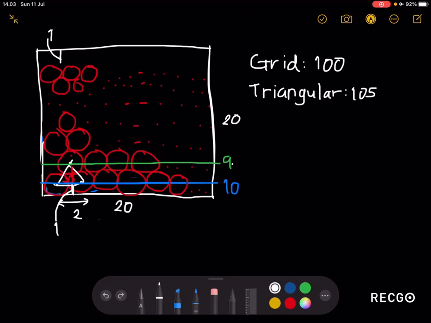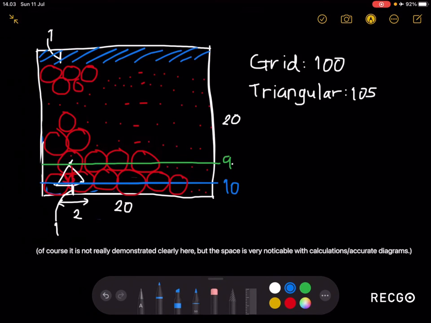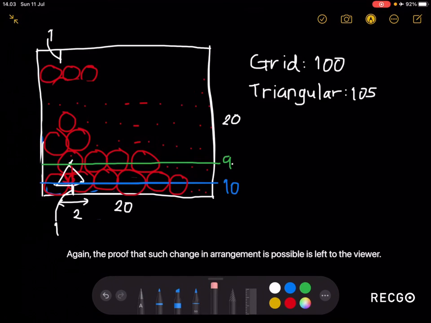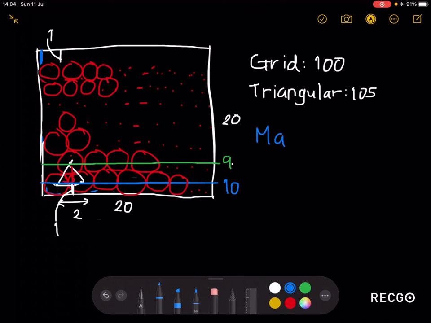Notice that right here, after we arrange our circles, we're left with quite a large amount of space. And let's see if we can use that space for at least one circle. And indeed we can, because notice that if we set this second upper layer into a layer with 10 circles, our maximum is not 105 but it is 106, and no other arrangement will give a larger number of circles than 106, which ends this video.